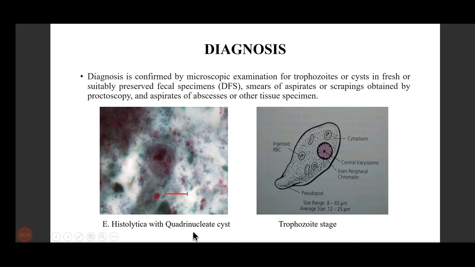Okay. So what will we see? This is the cyst of Entamoeba histolytica, a quadrinucleate cyst. There are 4 nuclei. Okay. And this is a trophozoite, which has RBC. You all have seen it in the previous slide also. And this is the central karyosome. On the basis of this, the diagnosis of Entamoeba is made. Okay.